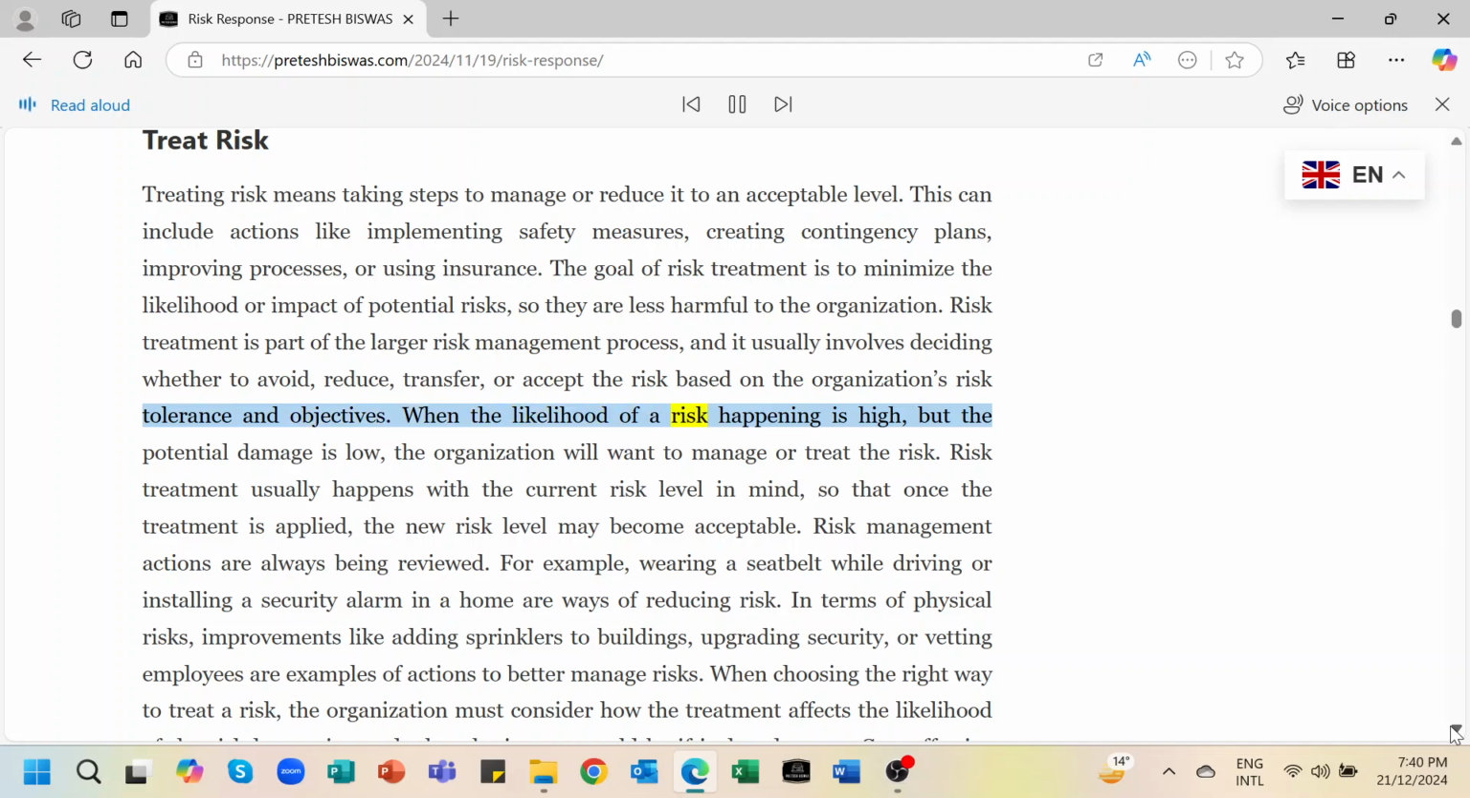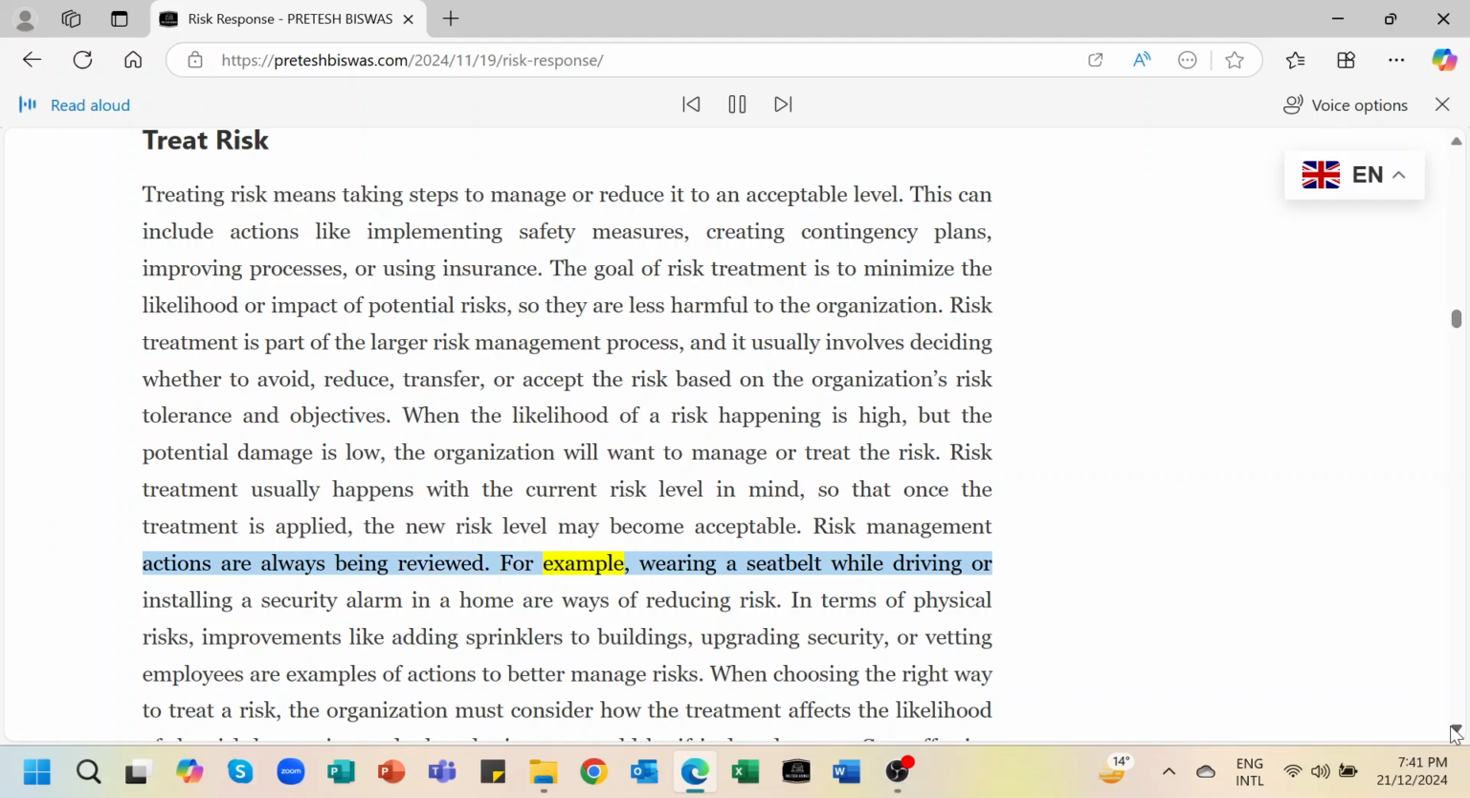When the likelihood of a risk happening is high, but the potential damage is low, the organization will want to manage or treat the risk. Risk treatment usually happens with the current risk level in mind, so that once the treatment is applied, the new risk level may become acceptable. Risk management actions are always being reviewed.